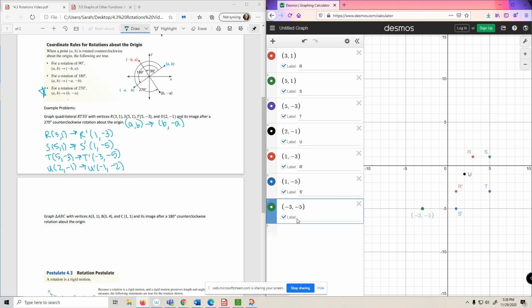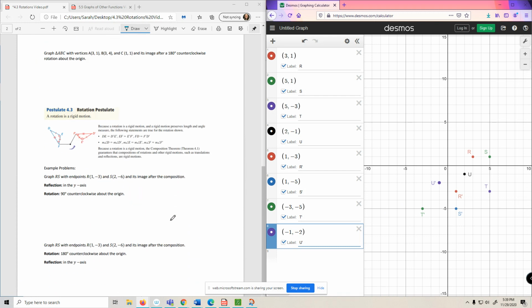I am typoing all over the place today. My apologies. And last but not least, here is U prime. So what's happened here is we took our original starting quadrilateral RSTU and we rotated it 270 degrees to turn it into R prime, S prime, T prime, U prime.